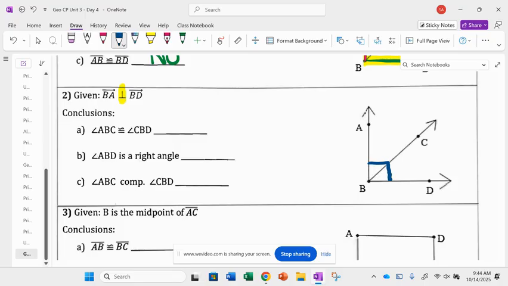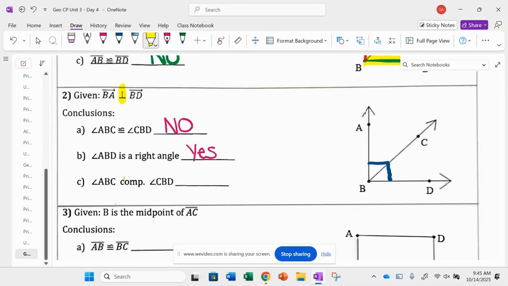All right, so now let's say, based on that fact that ray BA and ray BD are perpendicular, can I say that angle ABC, that's this angle right here, is congruent to angle CBD? Is there anything from that given information that should lead us to believe that those two angles are congruent? No, so this is a no. Can we say that angle ABD is a right angle? Yes.